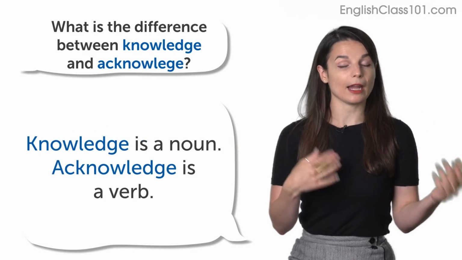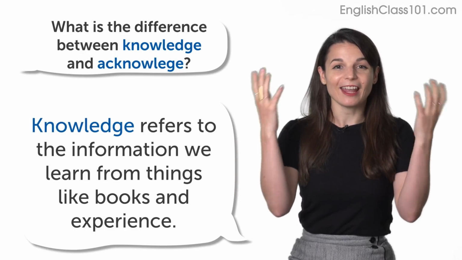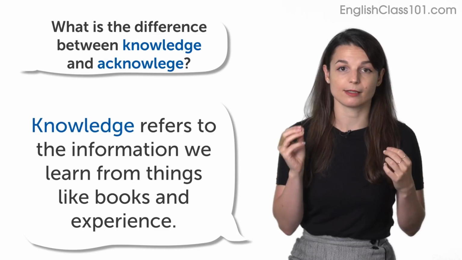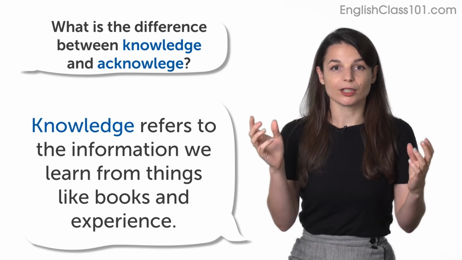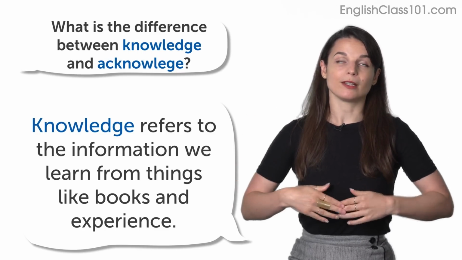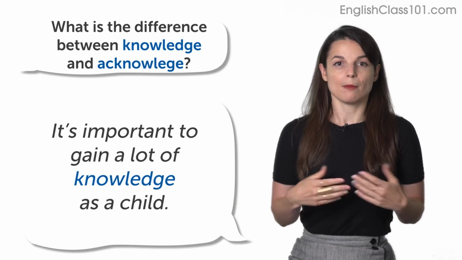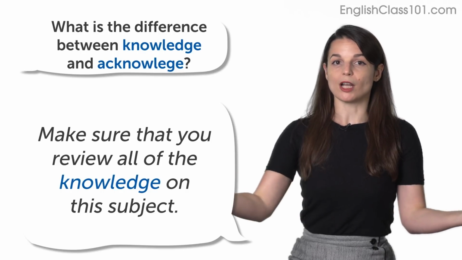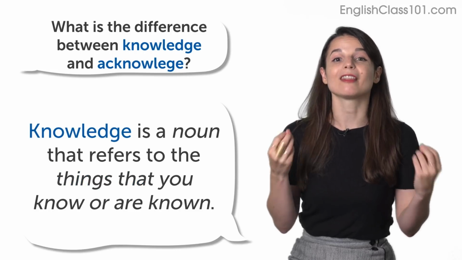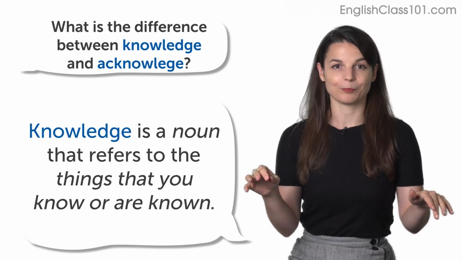Knowledge is a noun. Acknowledge is a verb. So knowledge refers to the things that we gain, the information that we learn from books, from experience, and so on. So we use knowledge to operate in the world, to live our lives, right? So for example, it's important to gain a lot of knowledge as a child, or make sure that you review all of the knowledge on this subject. So knowledge is a noun that refers to the things that you know or the things that are known in the world.